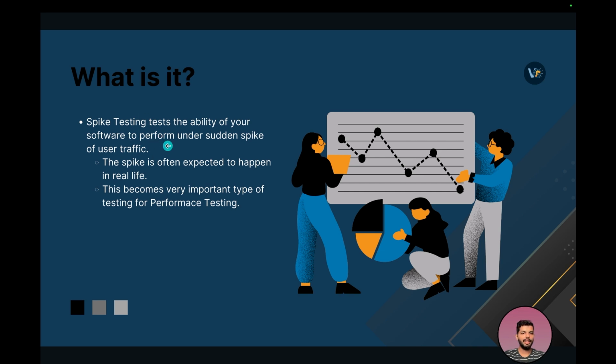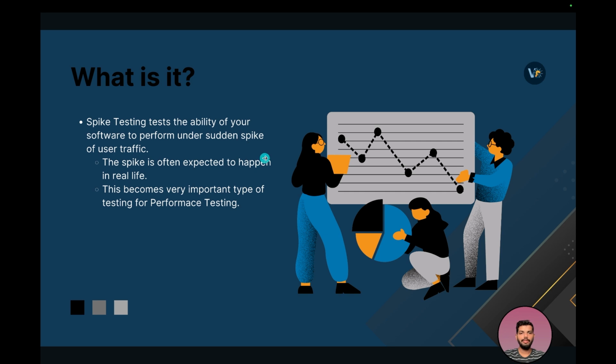So a spike is often expected to happen in real life. Let's say, for example, we have an Amazon sale going on tomorrow. What will happen for the Amazon infrastructure is that tomorrow, most likely when the deals or the offers are going to start, a larger number of users will try to go to the main Amazon URL. So at the time when the deal or the offer starts, a spike of users is expected.